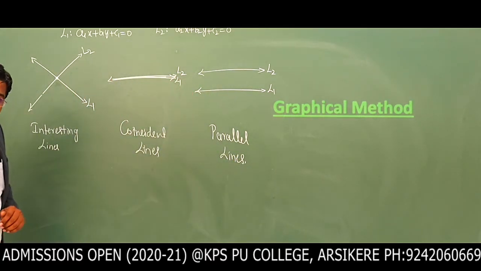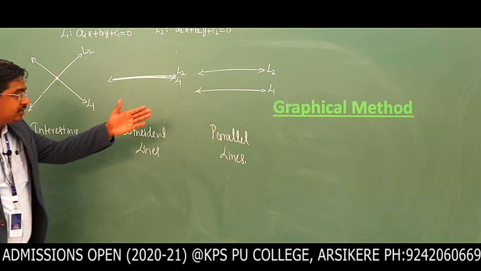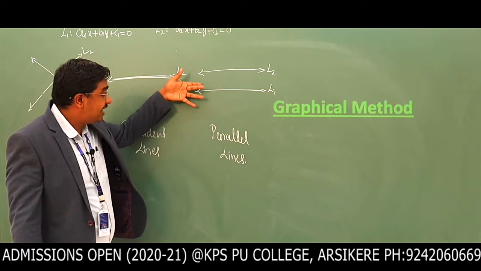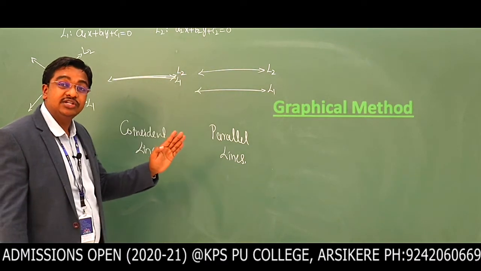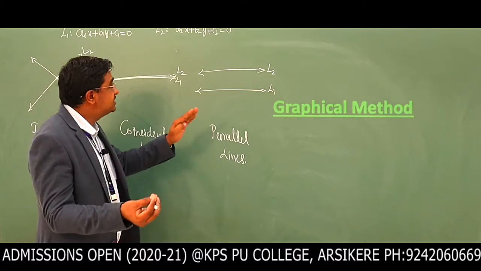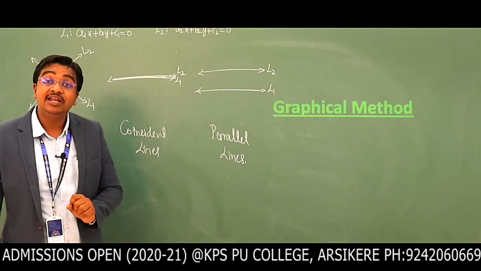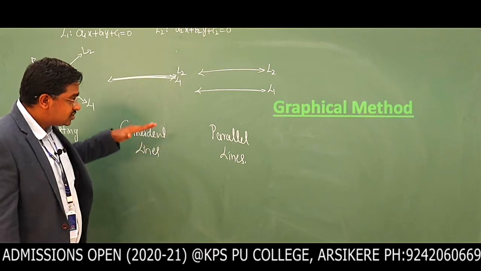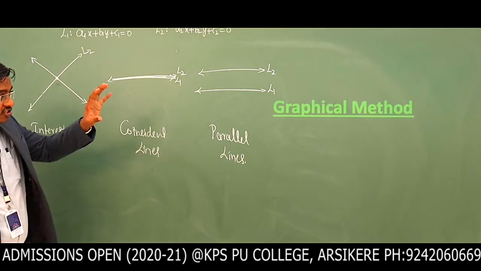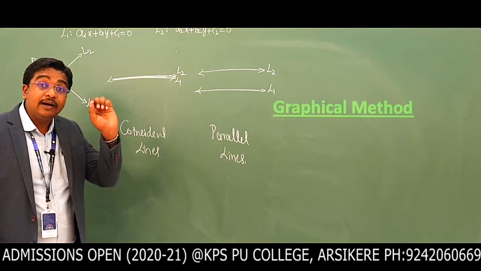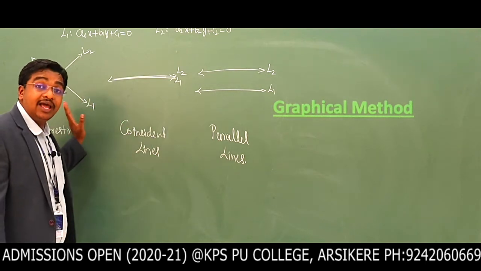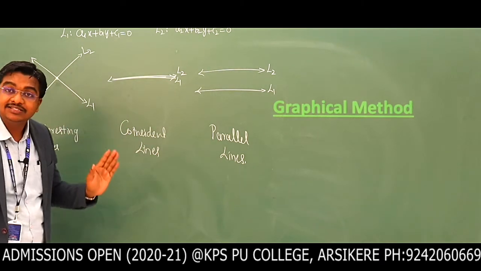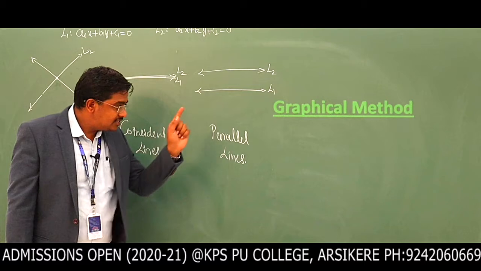So lines are parallel means here what is the method here? There is no solution. When the lines are parallel there is no solution, there are no values of x and y which satisfy the given pair of linear equations. Understood? So now we will observe the flow chart. Observing the flow chart, you will come to the complete interpretation of when the lines are coincident, when the lines intersect, when the lines are parallel. Now we will discuss here.